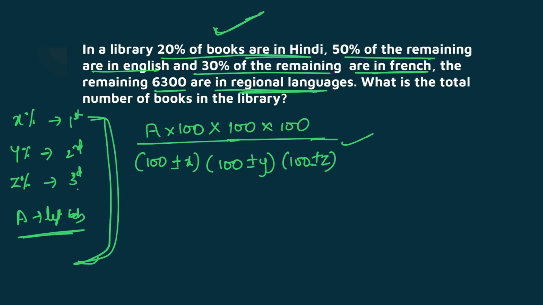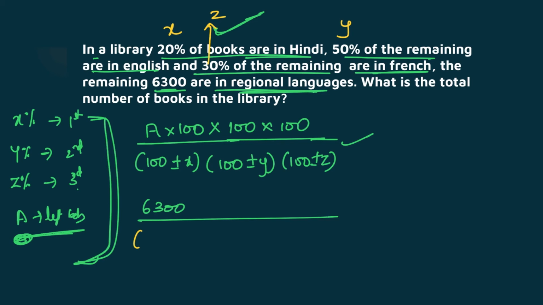So here also the same condition is going on. In a library, 20% of the books are in Hindi, 50% are in English and 30% are in French, and the remaining 6300 are in regional languages. The remaining books is called as A here. So 6300 and 20% books are in Hindi. So this 20% is X, 50% is Y, and 30% is Z.